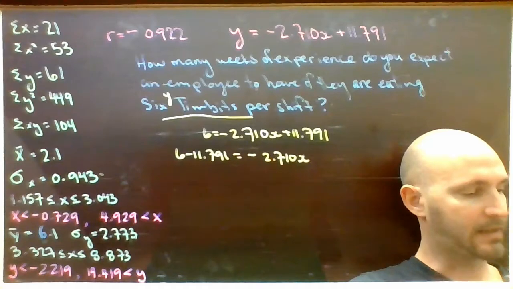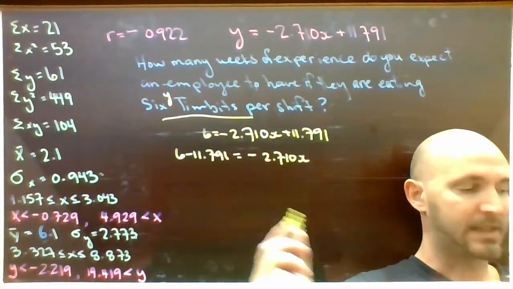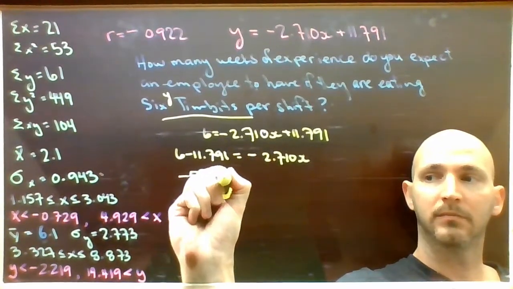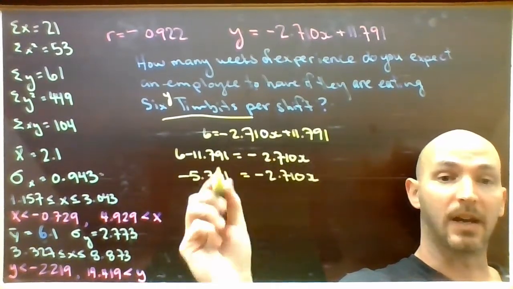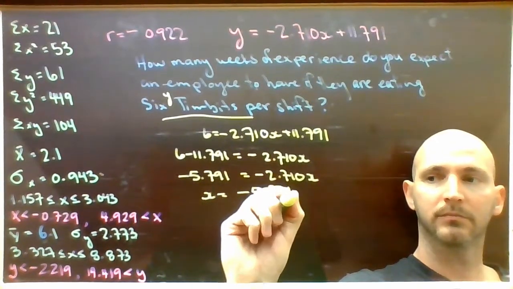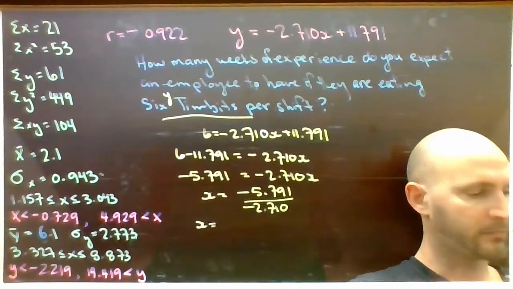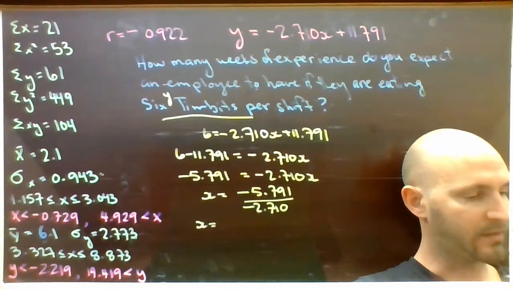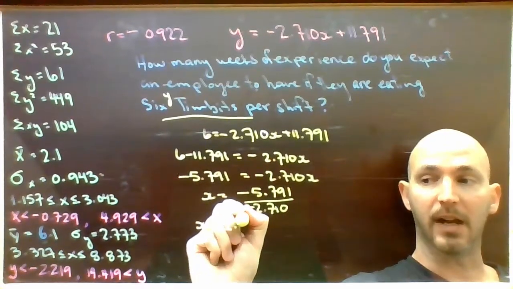And I get 6 minus 11.791 is negative 5.791. Divide both sides by negative 2.710. It gives me 2.137 if I round.